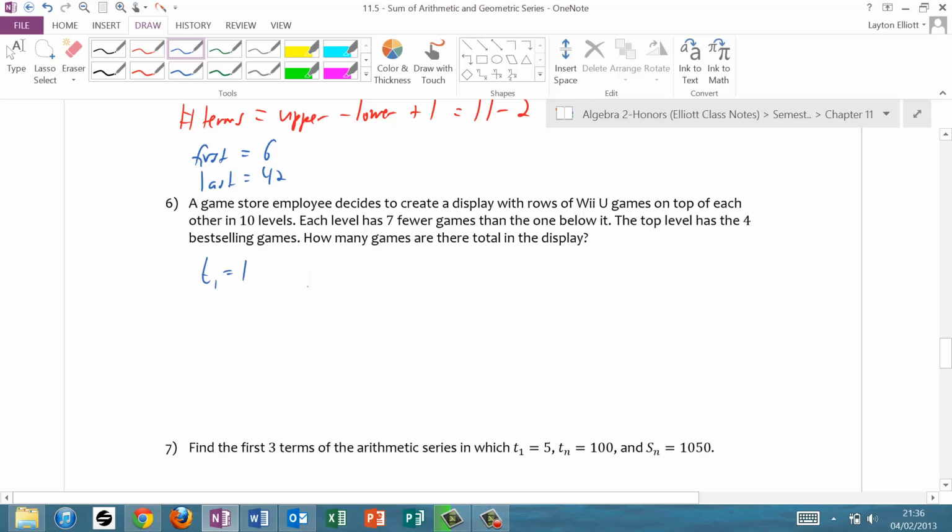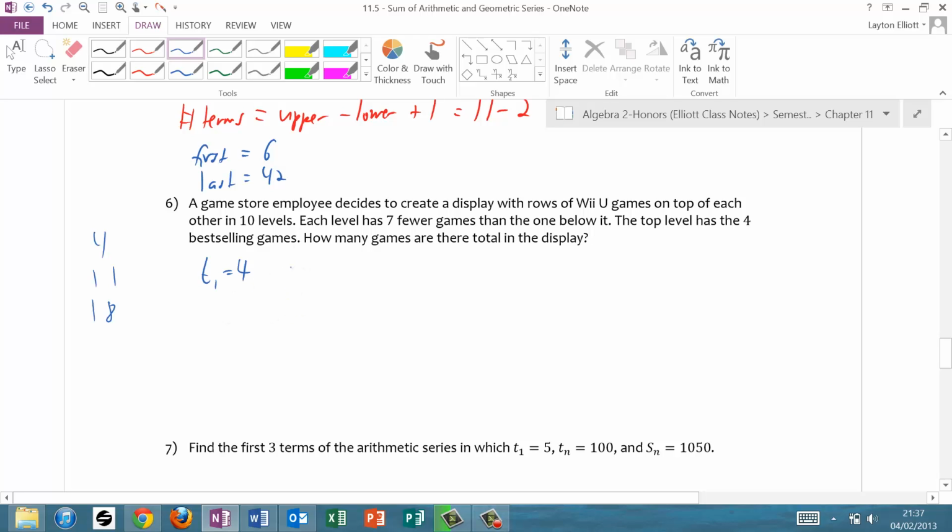The next one, let's just kind of sketch this out. The next one has 7 more, because each row has 7 fewer than the one below it. So the one below it has 7 more. So we have 4, then 11, then 18, and it's doing this for 10 levels. That's a lot. Some crazy pyramid thing they're doing. So T of 1 is 4, not 1.